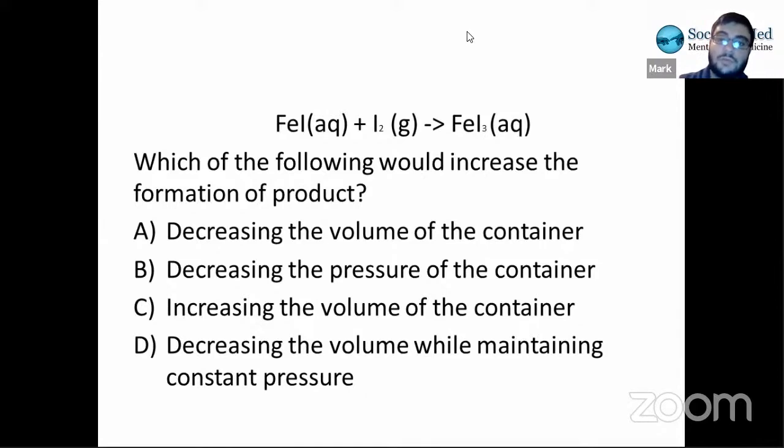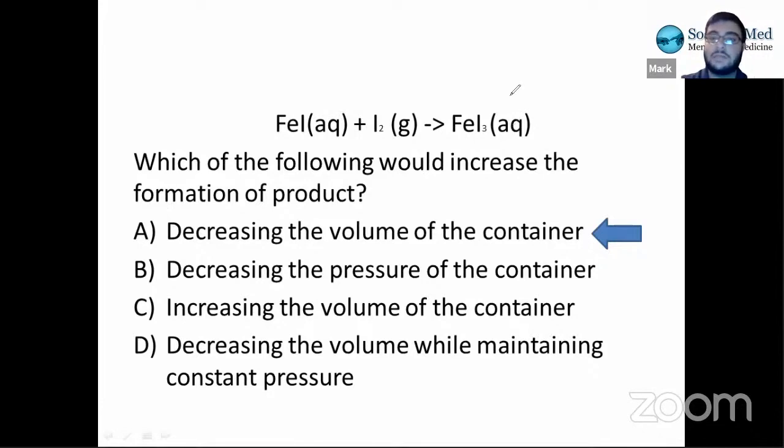So the majority of people picked answer choice A, which I'm happy to say is correct. The majority of you did seem to get it. I'm going to go over why. I mentioned that with gases, one of the things that can affect equilibrium is the pressure. So what we're trying to do is change the pressure.